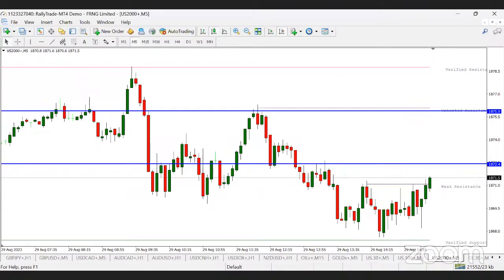1874.4, and my take profit is going to be at price 1875.9. It's a long process, but I think it's actually going to be worth it. All right, I think it's actually going to be pushing up in that direction.